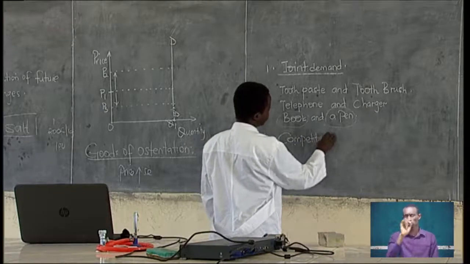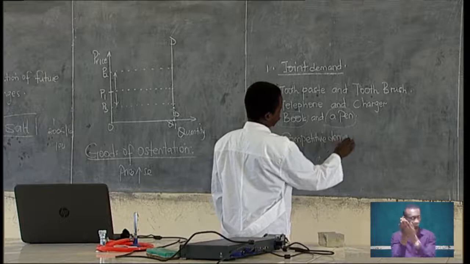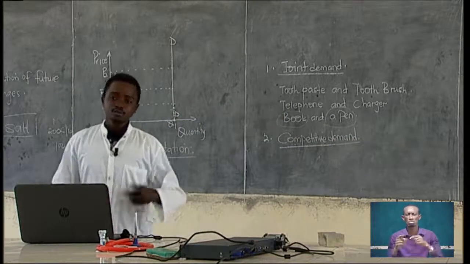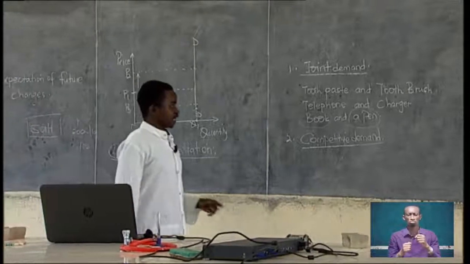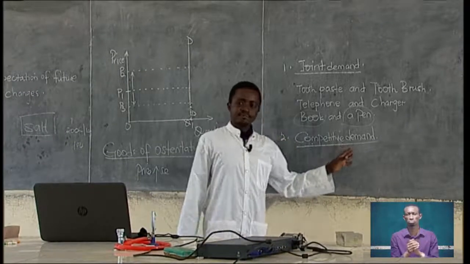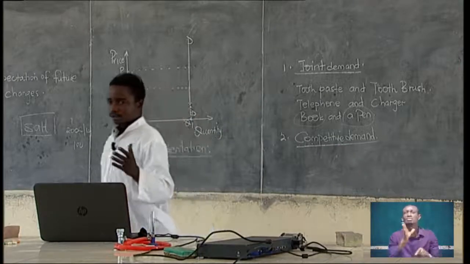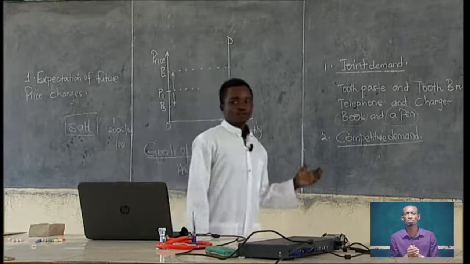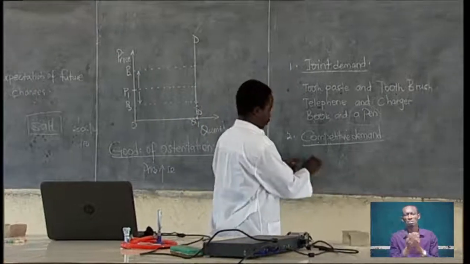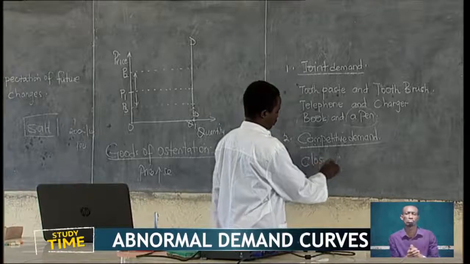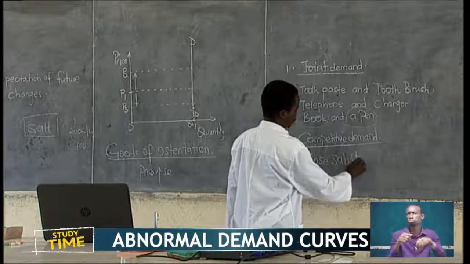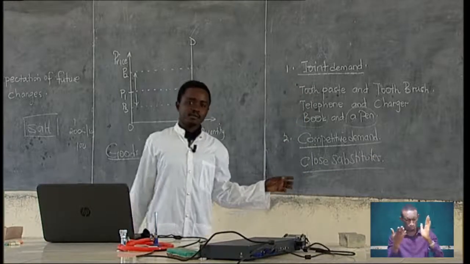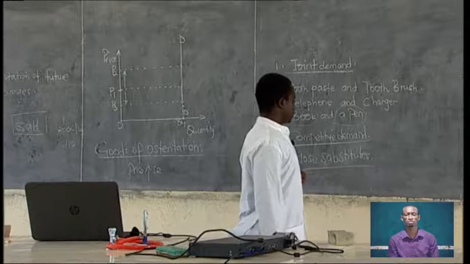Competitive demand. This is demand for substitutes, the demand for substitute goods, goods that serve the same purpose. Type 2 is competitive demand. So I want you to look at this very well. With competitive demand, it is the demand for commodities that are close substitutes. Now, you can take an example. What are the examples of the substitutes?